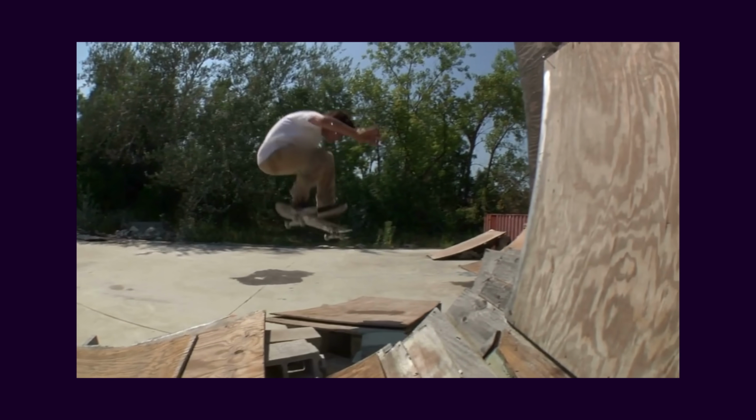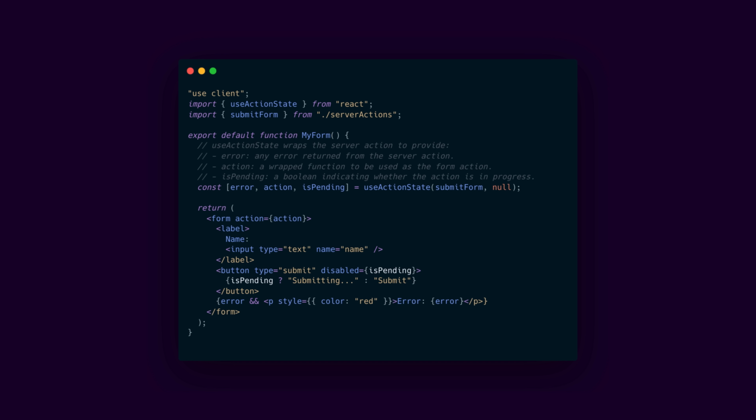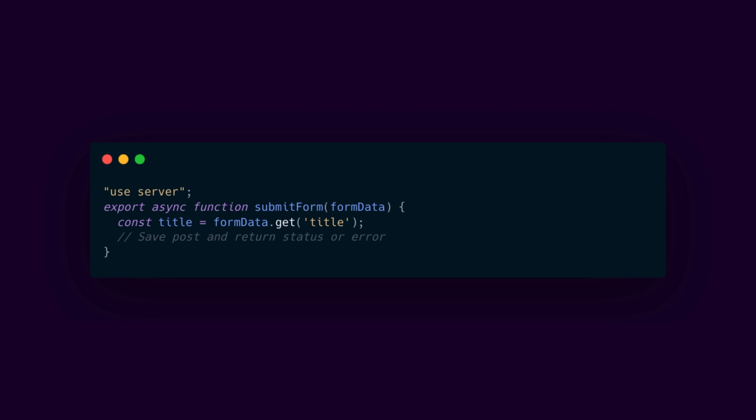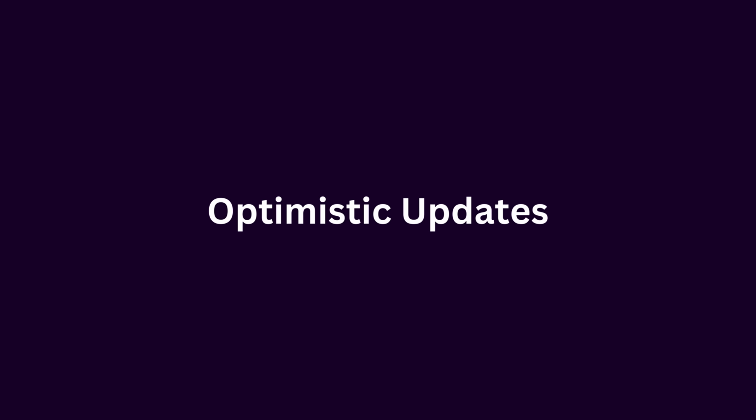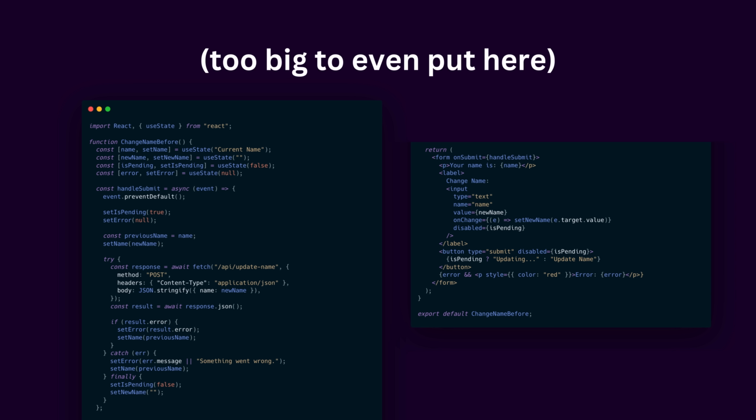On the flip side, we now have server actions. These let client components call async functions executed on the server simply by adding a useServer directive at the top. Server actions are especially useful because they automatically manage pending states, error handling, and even optimistic updates when you submit forms. So instead of having a component that looks like this, you might end up with a cleaner version like this.